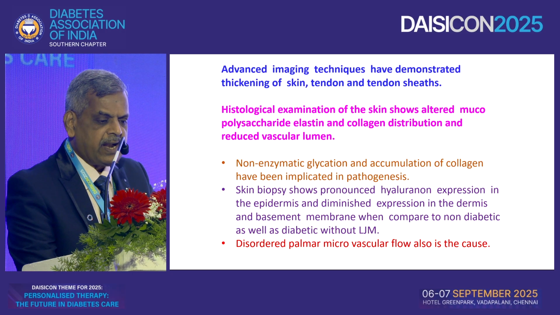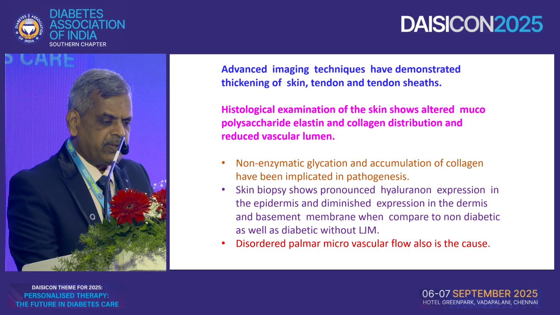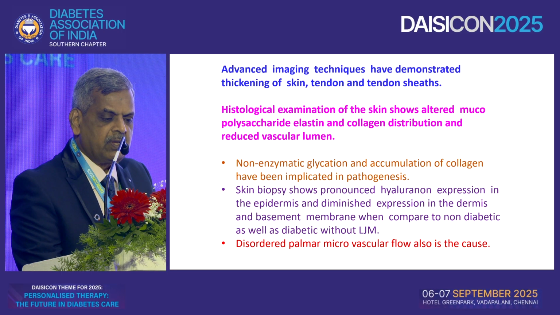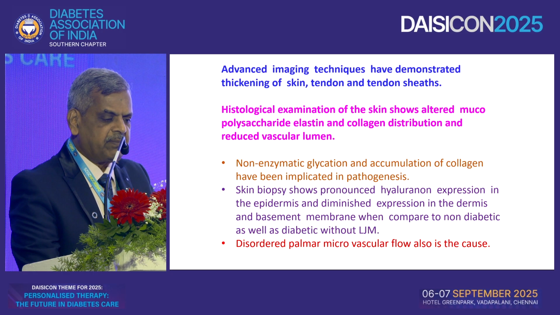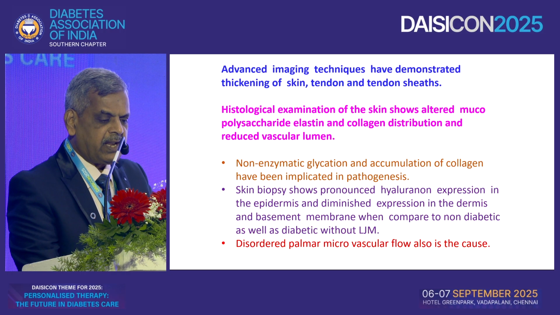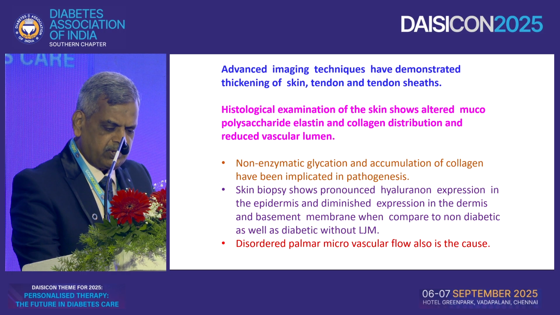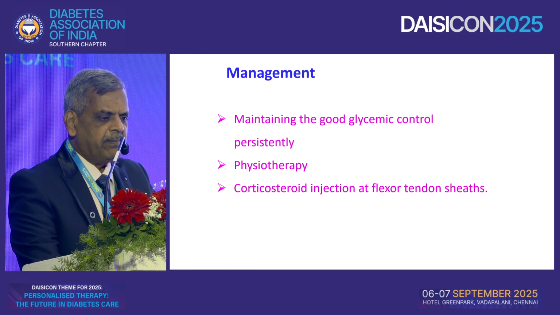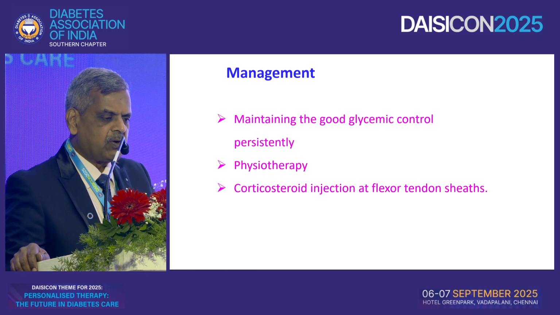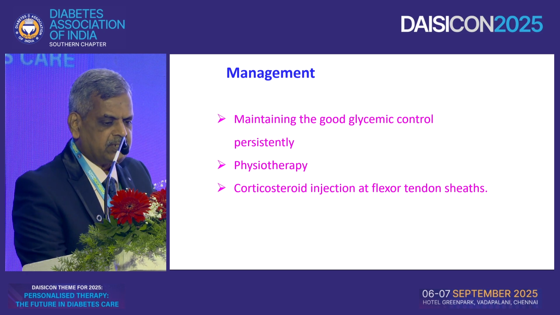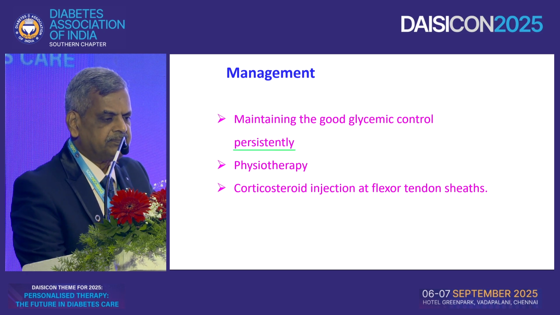Non-enzymatic glycation and accumulation of collagen have been implicated in the pathogenesis. Skin biopsy shows pronounced hyaluronan expression in the epidermis and diminished expression in the dermis and basement membrane when compared to non-diabetics as well as diabetics without LJM. Disordered palmar microvascular flow is also a cause. Management: maintaining good glycemic control persistently, physiotherapy, corticosteroid injections at the flexor tendon sheaths.